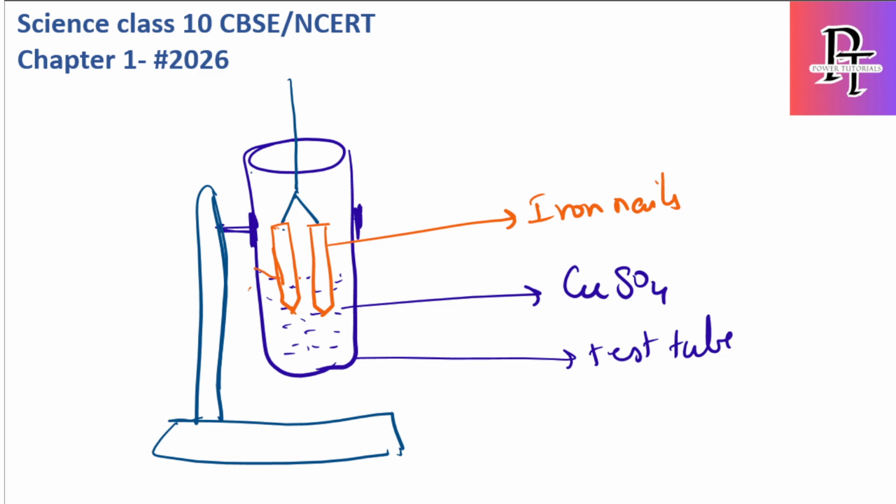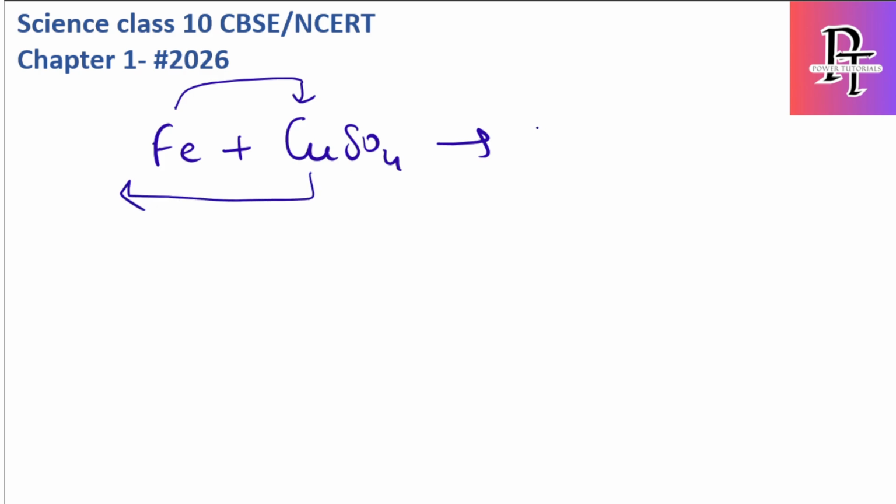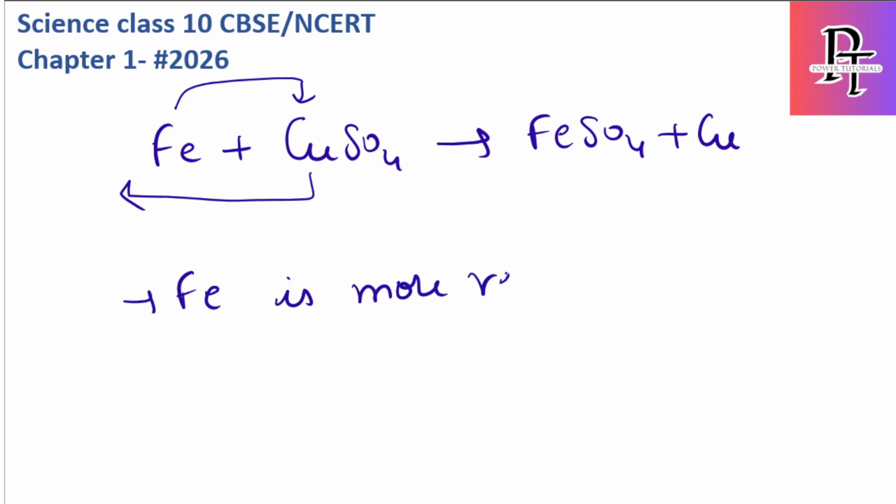So what will happen is, this iron will react with this copper sulfate. Iron is more reactive than copper. So as per the definition I have told you, the stronger one will replace or remove the weaker one from its solution. So the equation is simple. Iron plus copper sulfate, if both react, as I told you, iron will remove copper from its solution and copper will be emitted out. So we'll get iron sulfate plus copper. Why? Because iron is more reactive than copper.